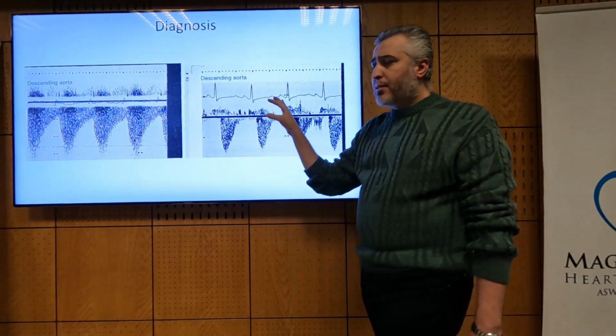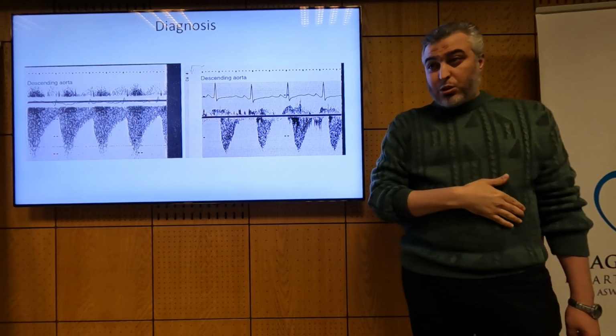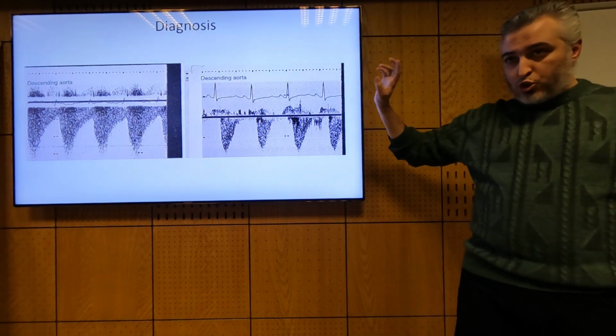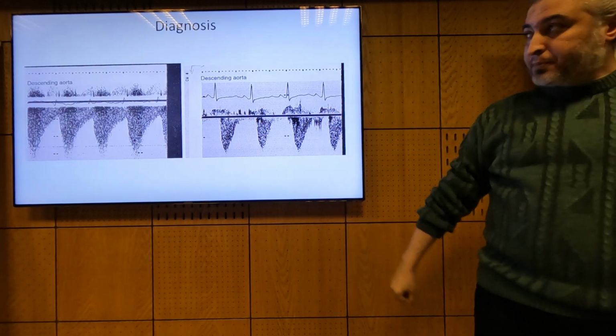And this is detected by the subcostal view into the descending aorta. You do not even look at the arch. You just detect the pattern of blood flow in the descending aorta.